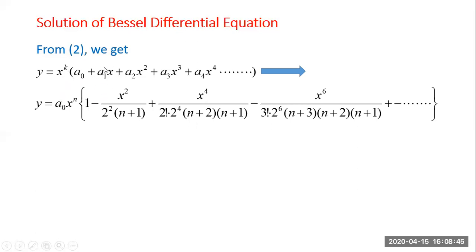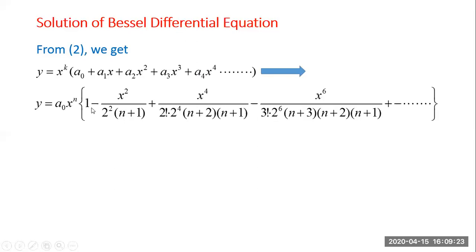a1 is 0, so ignore this second term. a2 is minus a0 divided by 2 square into n plus 1. So a0 is taken outside. So we're left with minus 1 upon 2 square into n plus 1 into x square. So we get x square divided by 2 square into n plus 1. a3 is 0, so ignore this term. a4 is plus a0 divided by 2 factorial 2 power 4 into n plus 2 into n plus 1. So again a0 is taken outside, we get x power 4 from this divided by the remaining 2 factorial 2 power 4 into n plus 2 into n plus 1. Similarly a6 value and so on.